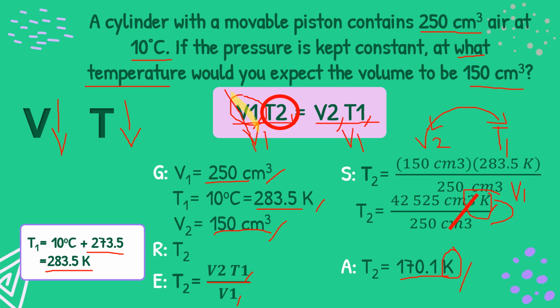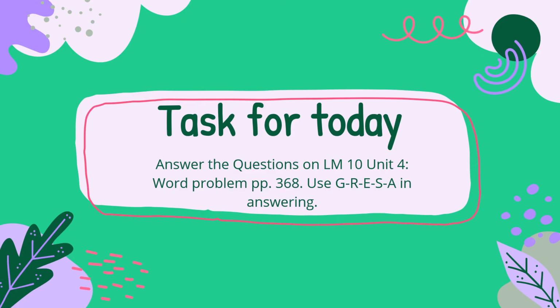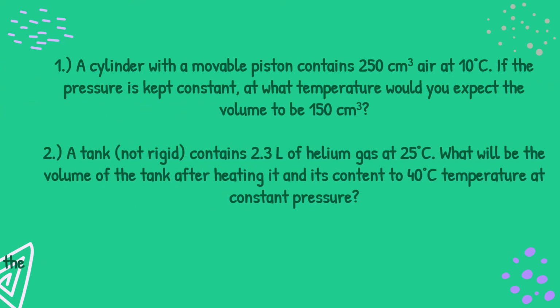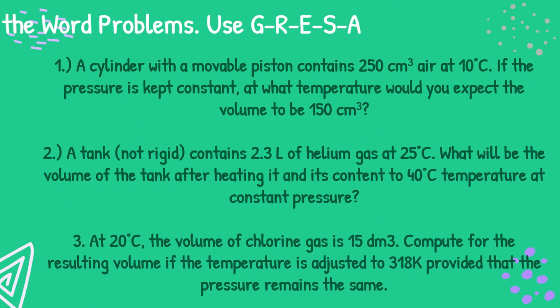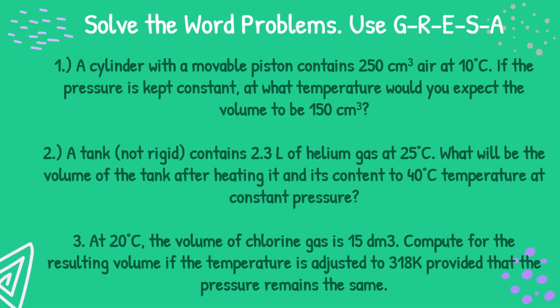So that's it for Charles law. Now for your task, answer the LM Unit 4 word problems on page 368. Use Charles law in answering. Here are the problems. Number 1: A cylinder with a movable piston contains 250 cubic centimeter of air at 10 degrees Celsius. If the pressure is kept constant, at what temperature would you expect the volume to be 150 cubic centimeter? Number 2.